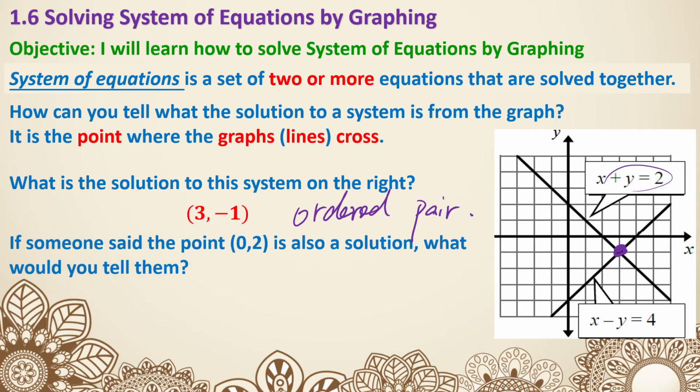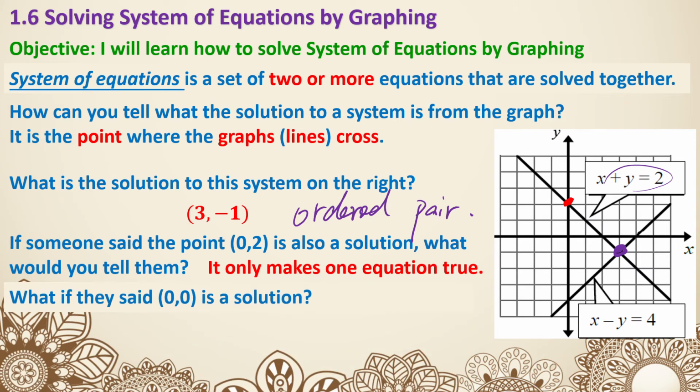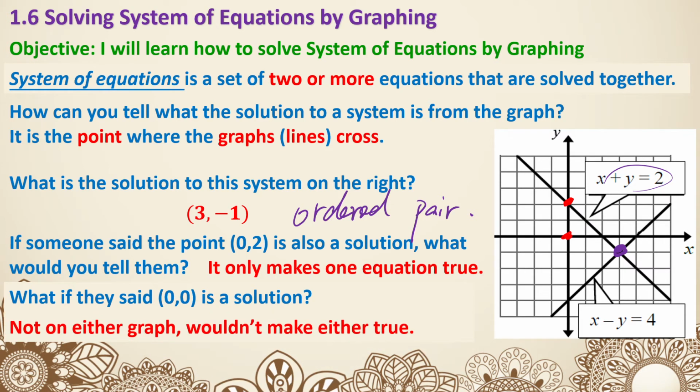If someone said the point (0, 2) is also a solution, what would you tell them? (0, 2) is right here. So that clearly is not a point where the two lines cross, but it is on one of the lines. However, it is only on one of the lines, so it only makes one equation true. That's why it's not a solution for the system. Or what if someone said (0, 0) is a solution? Well, that actually is not on any of the lines, not on either graph, so it wouldn't make any equation true. So of course that is not a solution for the system.